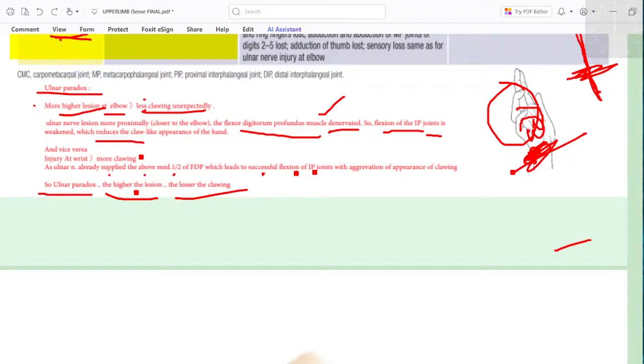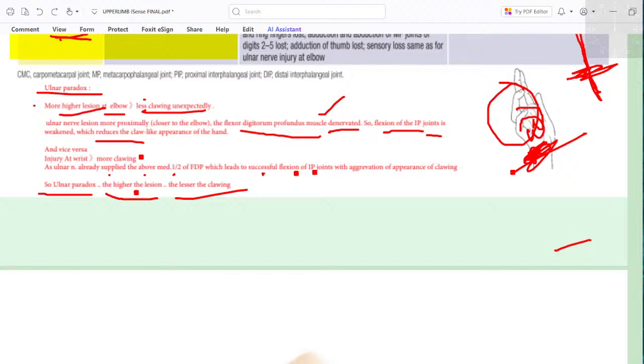Ulnar paradox. The higher the lesion at the elbow, the less the clawing. The flexor digitorum profundus is injured, so flexion at the interphalangeal joint is lost. Okay, yes, because it supplies the ulnar half of the flexor digitorum profundus. So as we go up, that will be compromised, and vice versa, more clawing.